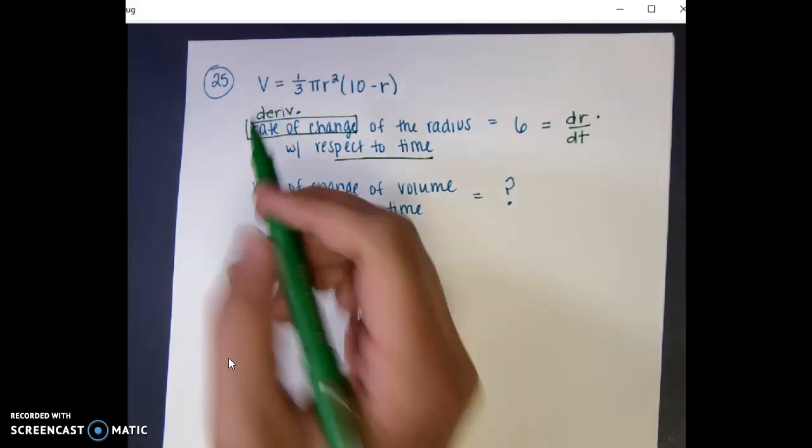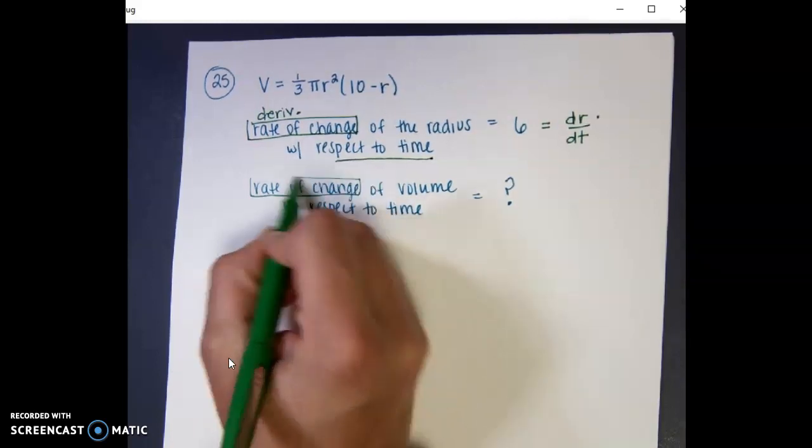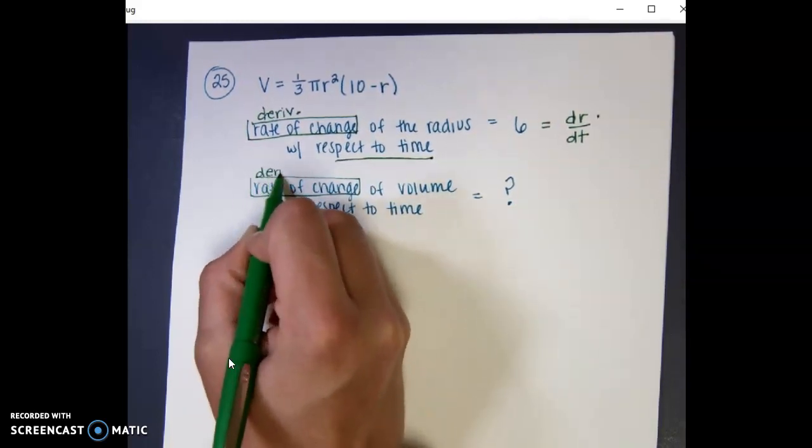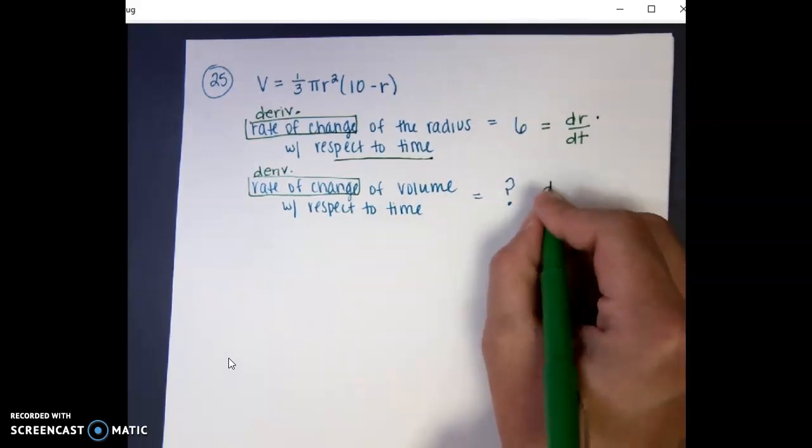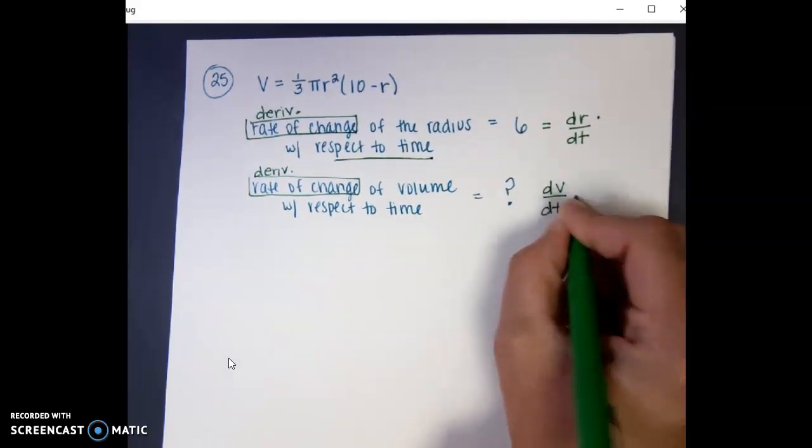It wants us to find the rate of change, so the derivative, of the volume with respect to time. So we're trying to find dV over dt.